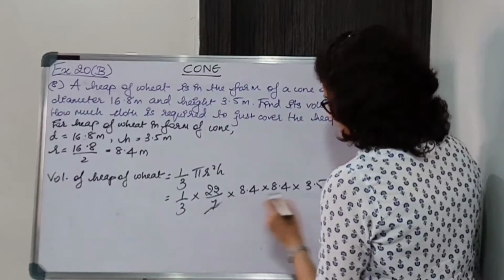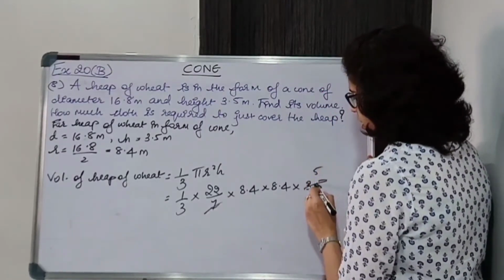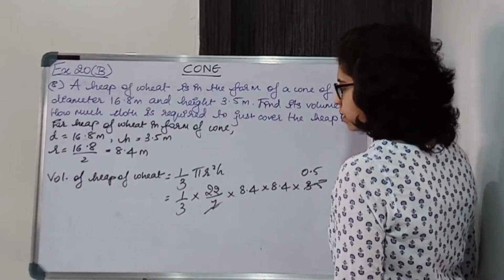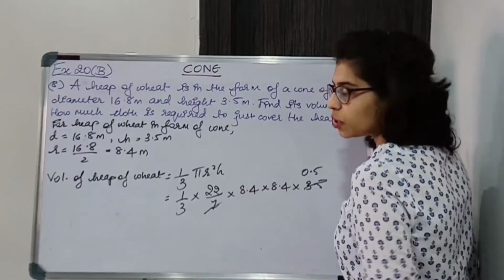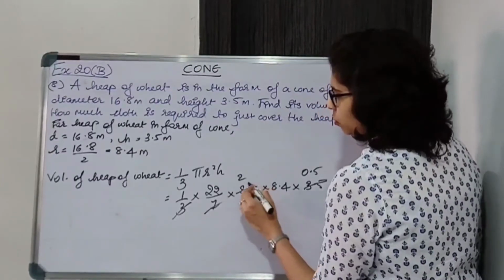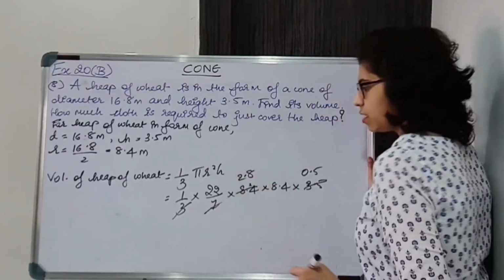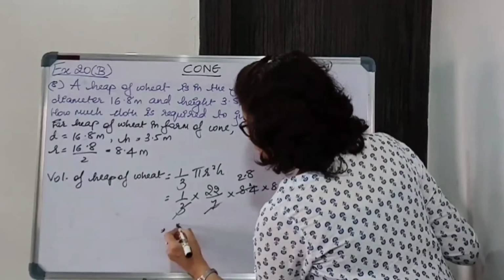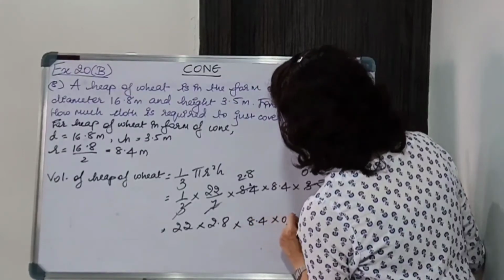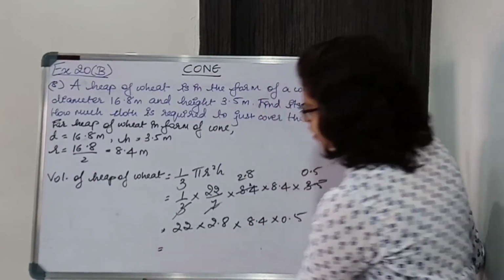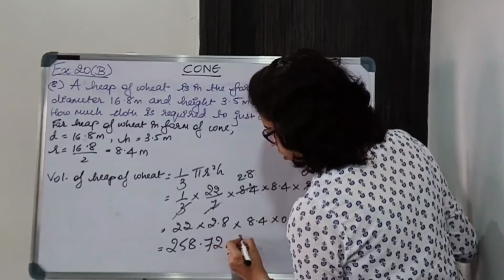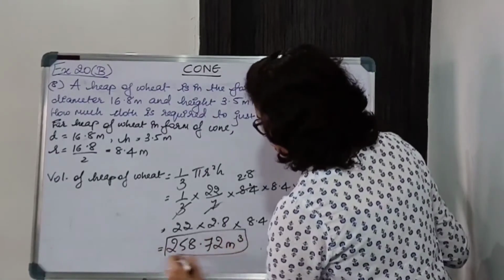Now 7 5s are 35, but there is decimal point, so decimal point लगा के ठीक है 0.5 हो जाएगा. And 84, 8 plus 4 is 12, so it is divisible by 3. 3 2s are 6, 2 remains 24, 3 8s are 24, there is a decimal point. ठीक है, तो 2.8 हो गया. So 22 into 2.8 into 8.4 into 0.5. This gives 258.72 meter cube. So we found the volume.